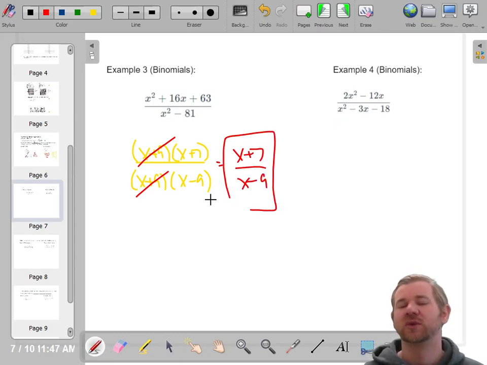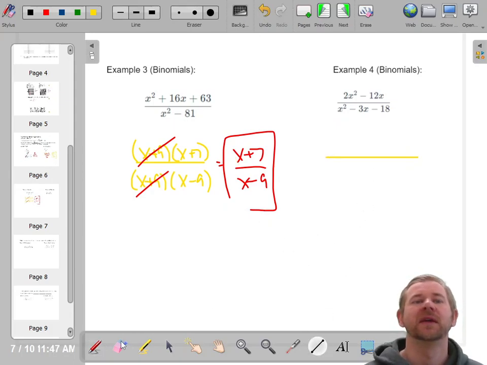You are finished. You cannot cancel anything else out because, again, x plus 7 is connected by an addition. This division does not undo it. You can't cross those out because these are not the same. These are connected to each other. This is one quantity. Unless the whole thing goes away, none of it goes away.